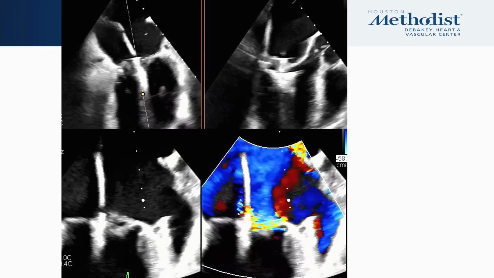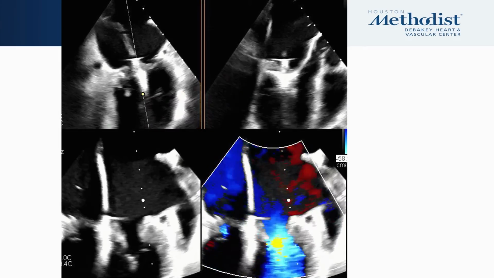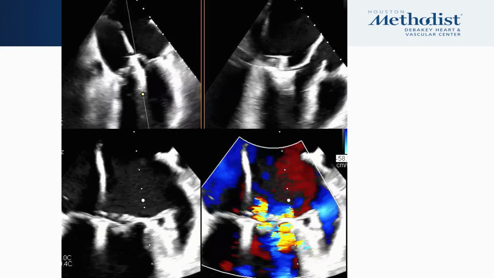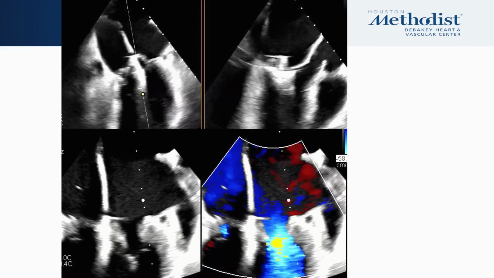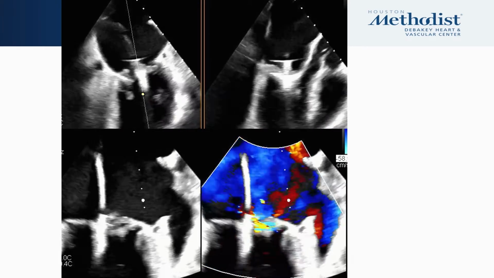And you can see on the right bottom panel with the color, we've successfully eliminated the mitral regurgitation on the medial aspect, and there's still some residual regurgitation left on the lateral aspect, which we anticipated, and that was our plan to subsequently put a second clip.